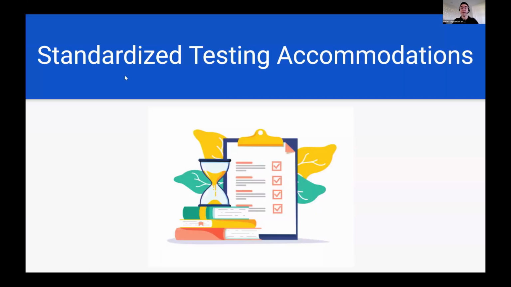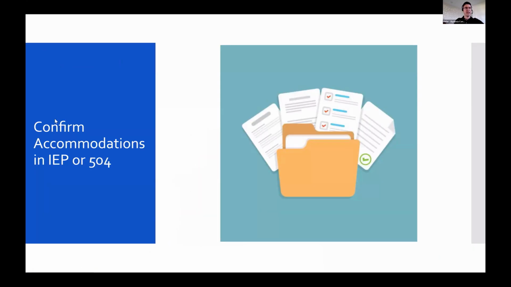I thought we would talk a little bit about standardized testing accommodations. There are some accommodations that are really helpful that I thought I would mention. And if the student is able to use these, is allowed to use these through their 504 or IEP, they might be really helpful on the big state test. And of course, the first step in this is just to confirm whether they have accommodations available on tests from the IEP or 504.